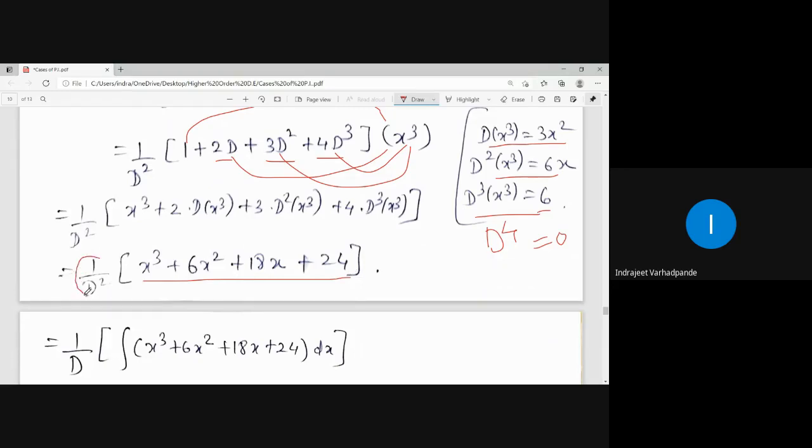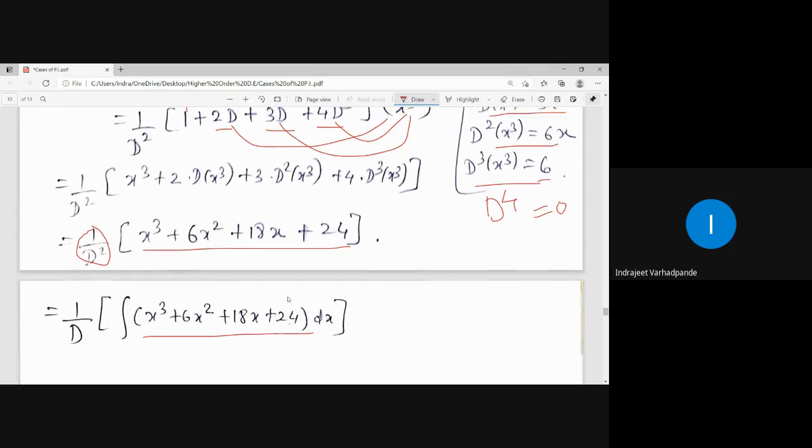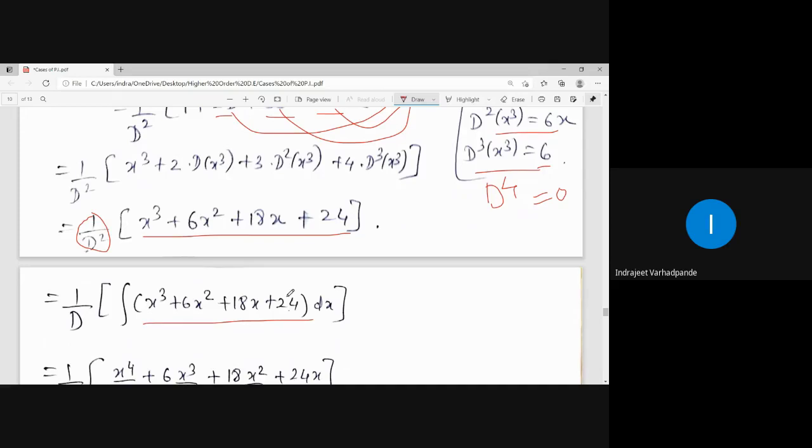Now, what does this 1 upon d square represent? 1 by d is the inverse of differentiation, that is integration. Integrating twice with respect to x. So I write down 1 by d and integrate it once with respect to x. Integration of x cube is x to the power 4 by 4. Integration of x square is x cube by 3. Integration of x is x square by 2. Integration of 24 is 24 multiplied by x. Integration of dx is x.